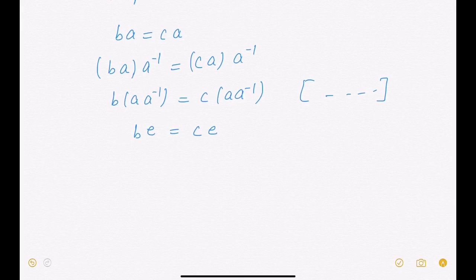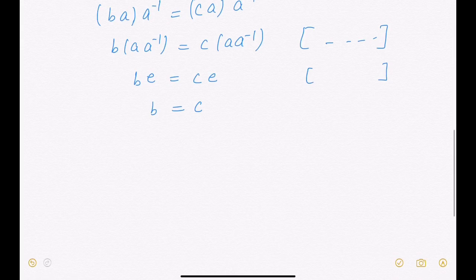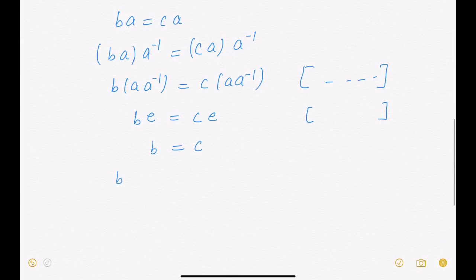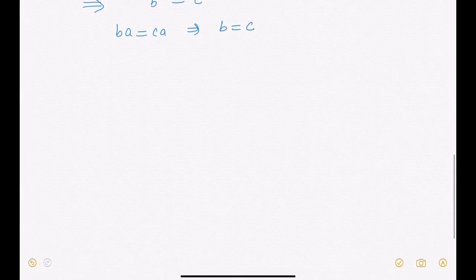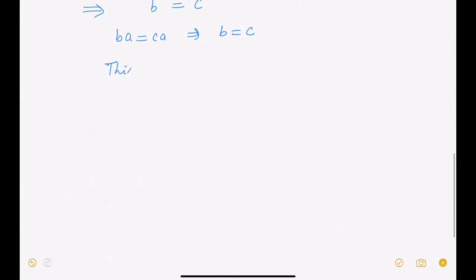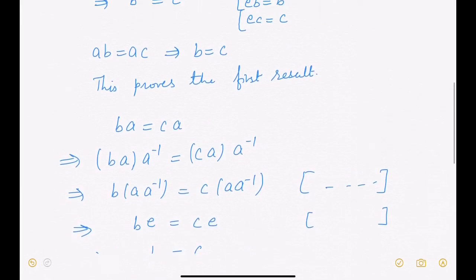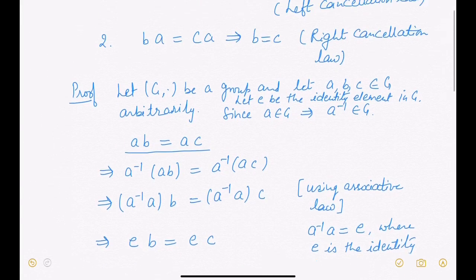B operated with the identity element gives B, and here C again. Now state the property here, using the identity property. We obtain B equal to C, that is, BA equal to CA implies, you may write down here the sign of implication, implies B equal to C. This proves the second part. So hence this completes the theorem that cancellation law holds in a group.